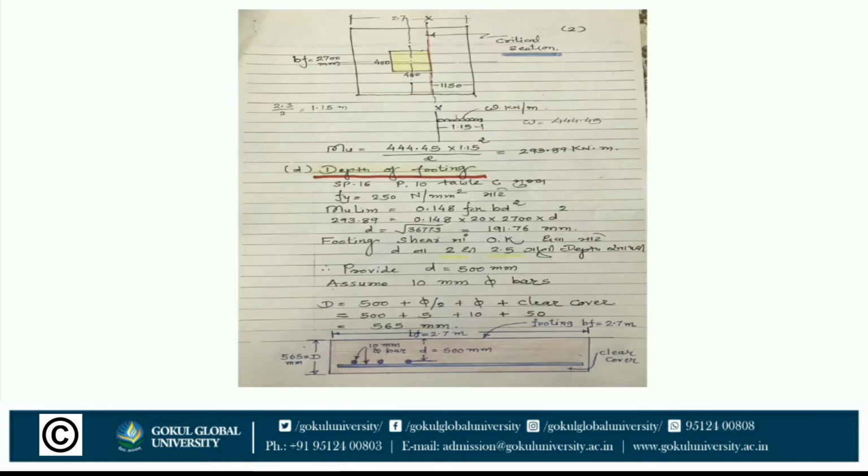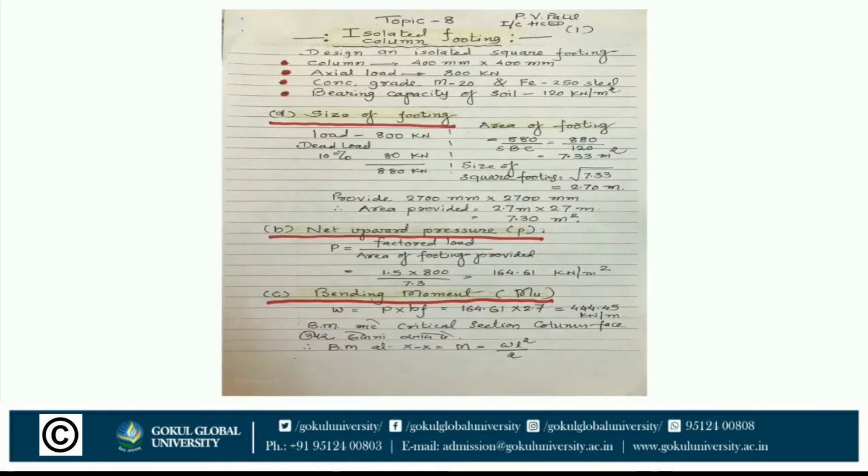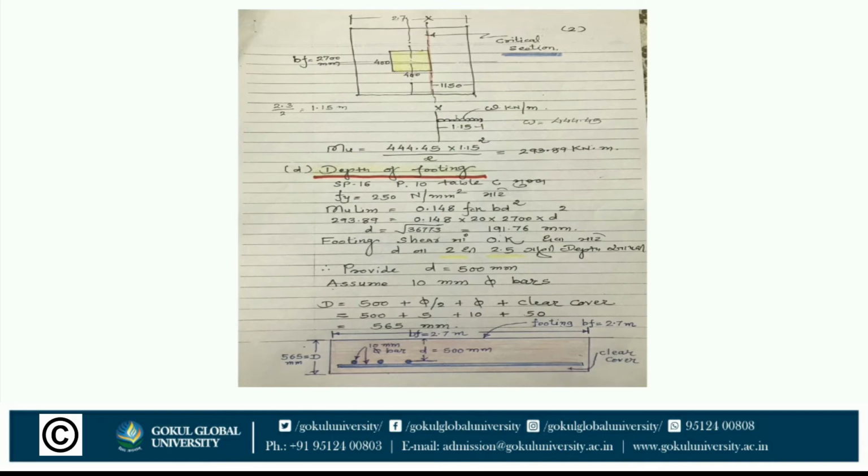Now fourth step. Mu is equal to WL square by 2, where W is equal to 444.45 into 1.15 square by 2, which will be 293.89 kilonewton meter.